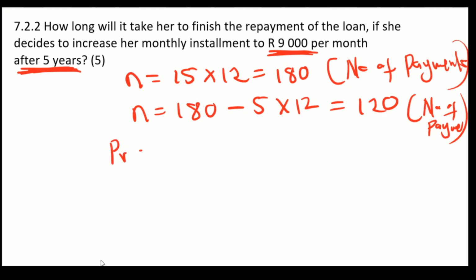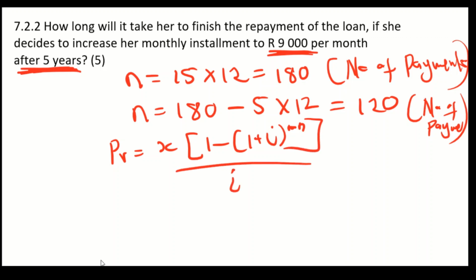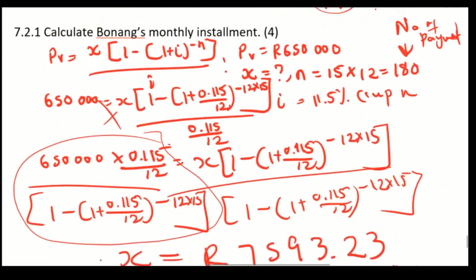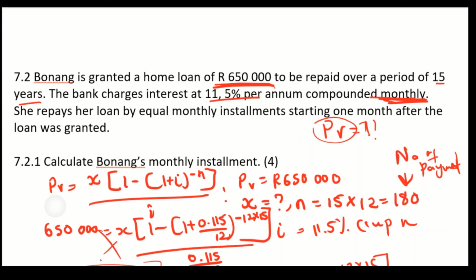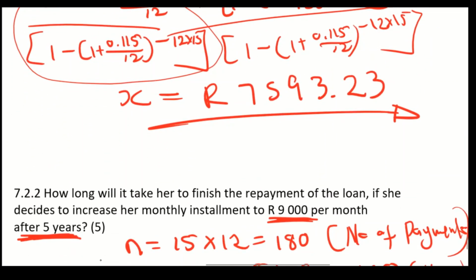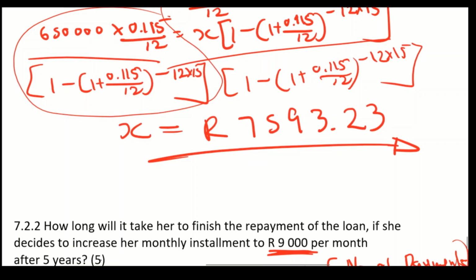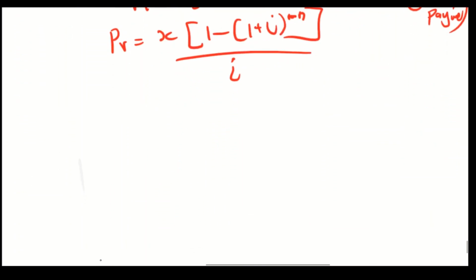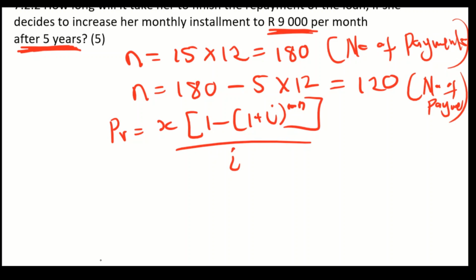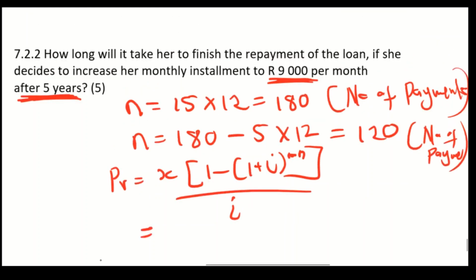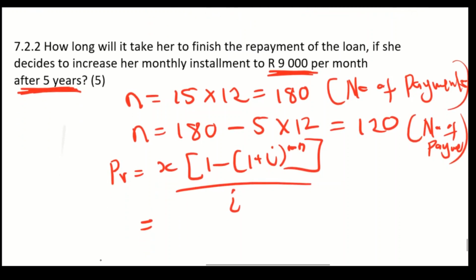So we're going to say PV is equal to x into 1 minus 1 plus i to the power of negative n over i, right? And what is the loan? We didn't calculate it, we have it as 650,000 rand. So this is what you're going to do. You're going to put that into the formula, because we know the monthly payments from the previous question, which is 7,593.